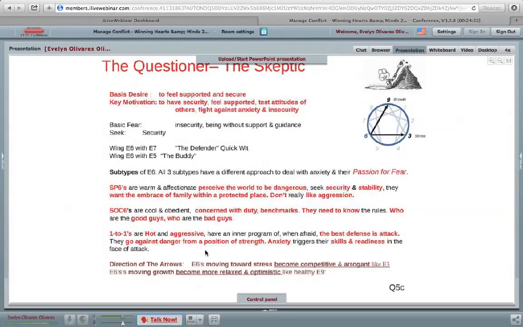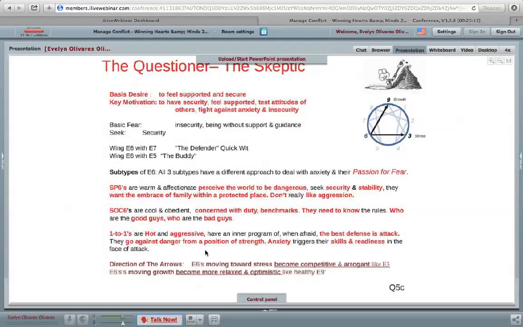The basic desire here is to feel supported and secure. The key motivation is to have security, feel supported, test attitudes of others, and fight against anxiety and insecurity. Their basic fear is insecurity itself, being without support and guidance. Again, they seek security. If you are a 6 with a 7 wing, being the innocent adventurer, you are more the defender and quick-witted. If you are a 6 with a 5 wing, more toward the observer, then you're a good buddy and you're a good one to have around because you share your knowledge.